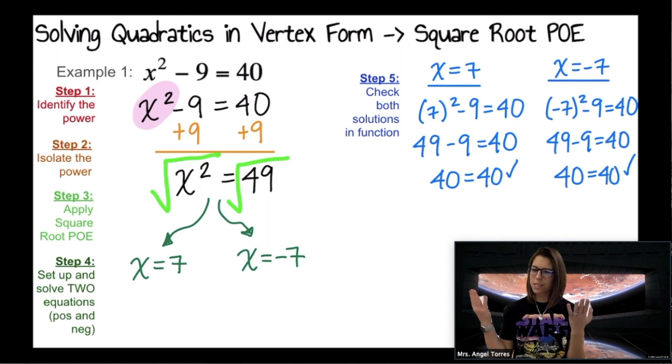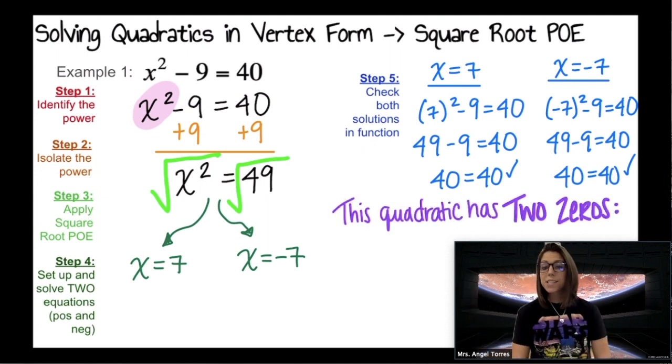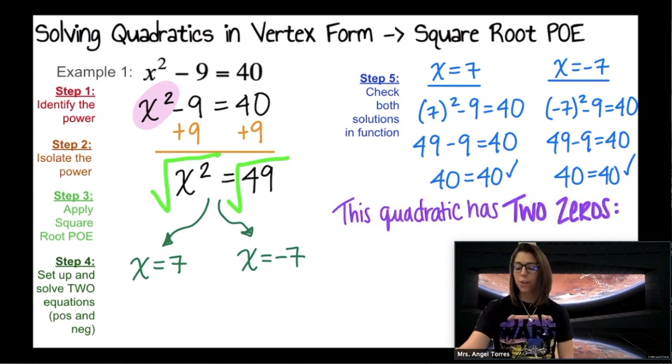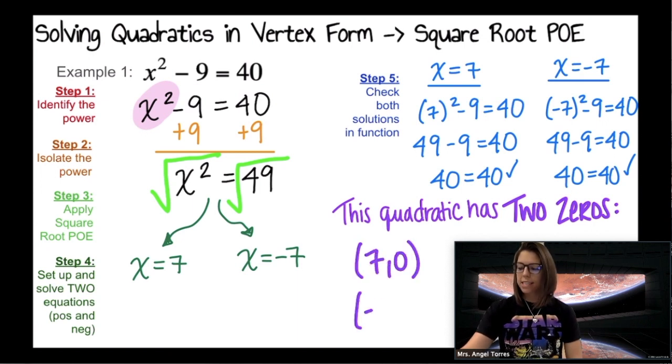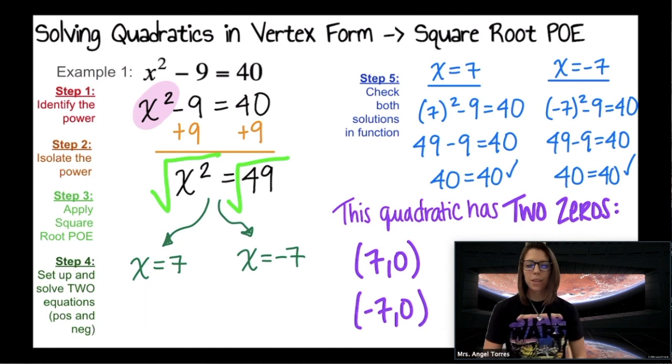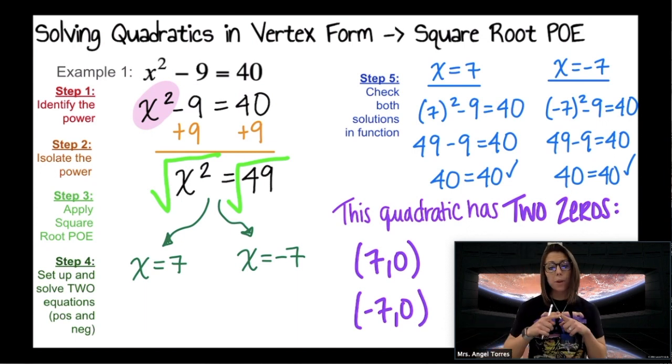So what does all of this mean? It means that this quadratic has two zeros, and they are 7, 0 and negative 7, 0. So imagine a parabola opening upwards, crossing the x-axis at these 2 points.